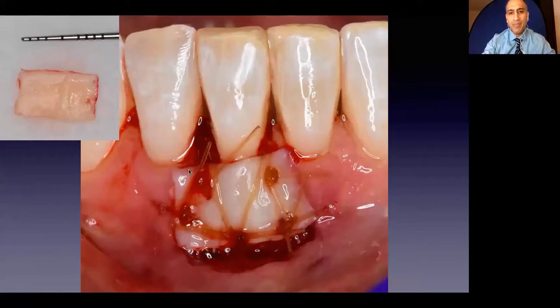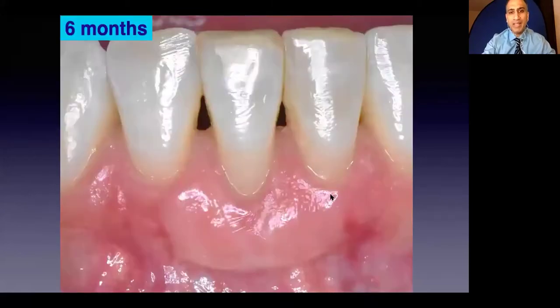We prepare a nice recipient bed, take a free gingival graft that extends at least 2 to 3 millimeters lateral to where the recession is, secure it with interrupted 5-0 chromic gut sutures, and then a periosteal cross mattress compression suture. And then at 6 months, we see a really, really nice result here with nice blending of the graft, some root coverage, increase in the zone of keratinized tissue as well.